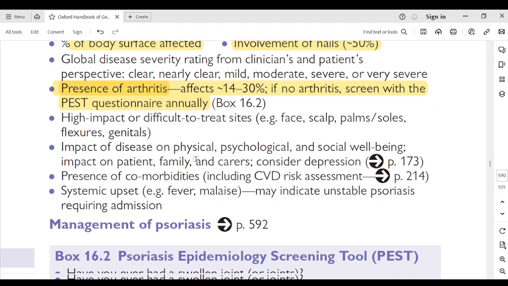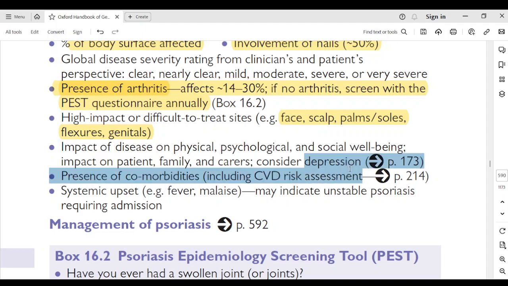Box 16.2. High impact or difficult to treat sites like the face, the scalp, the palms and soles, flexures or genitals. So difficult to treat sites: face, scalp, palms, soles, flexures and genitals. Impact of disease on physical, psychological and social well-being. Impact on the patient, family and carers.